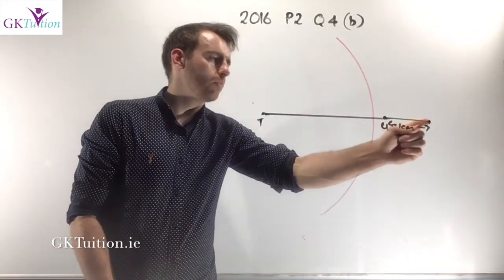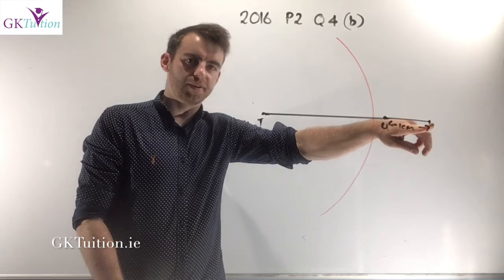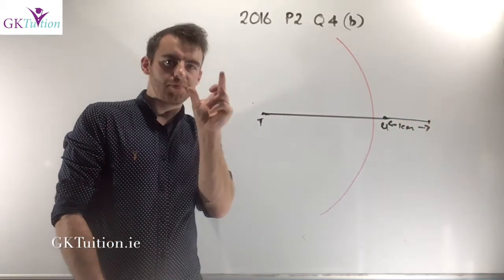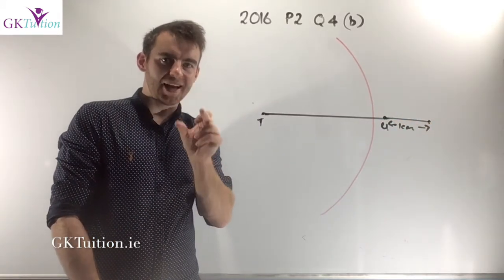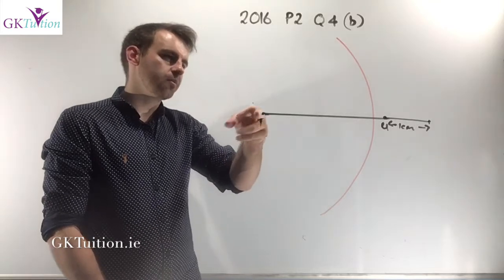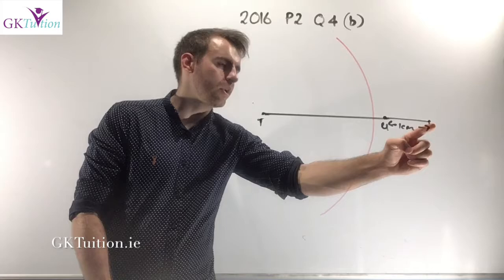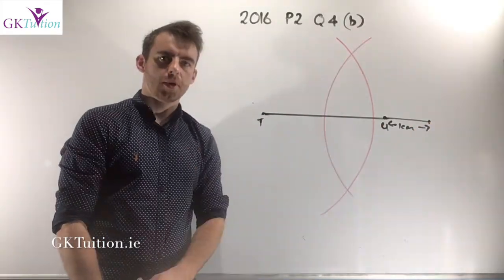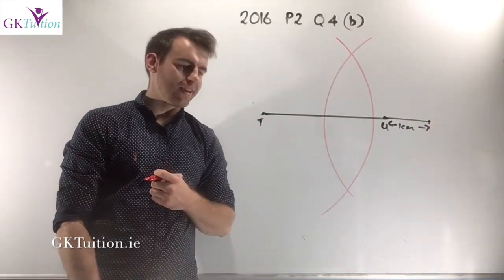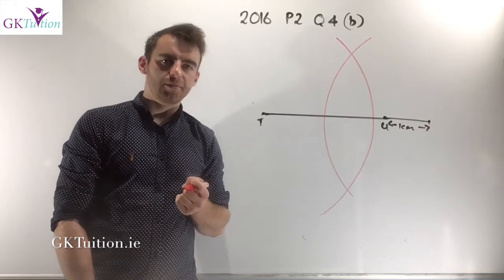I'm going to place my compass at the other end of the line. I need to keep my radius length exactly the same. So the distance from T to this arc is going to be exactly the same as the distance from here to my new arc. Okay, so now I've drawn my second arc.